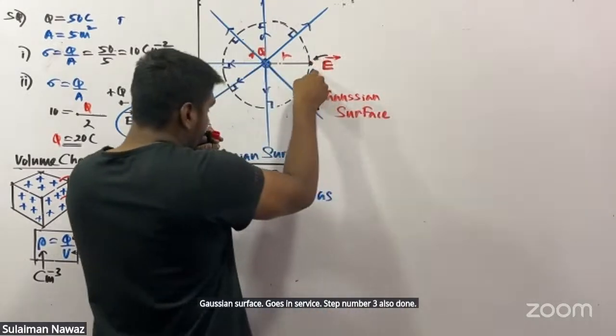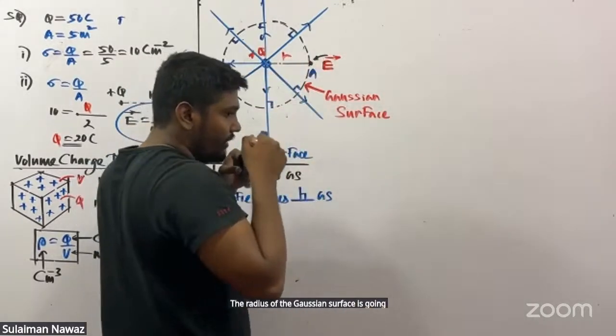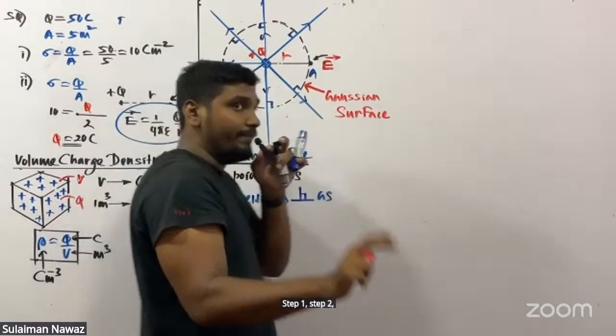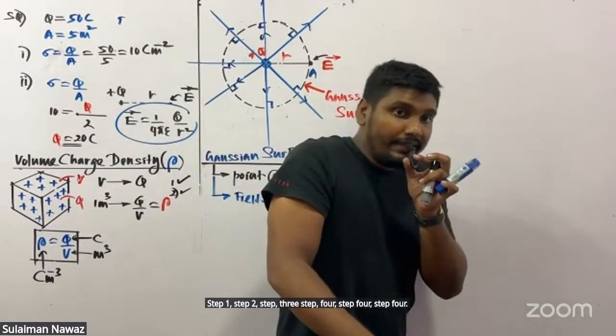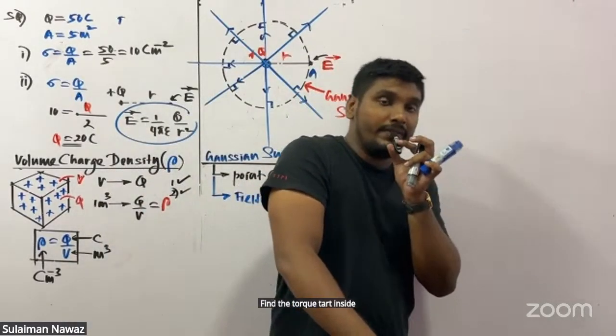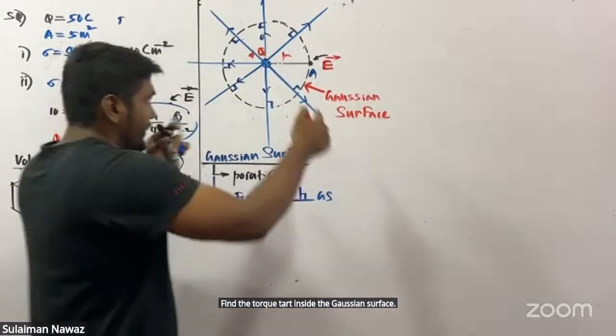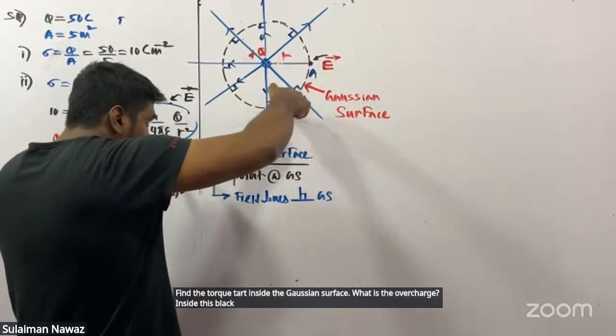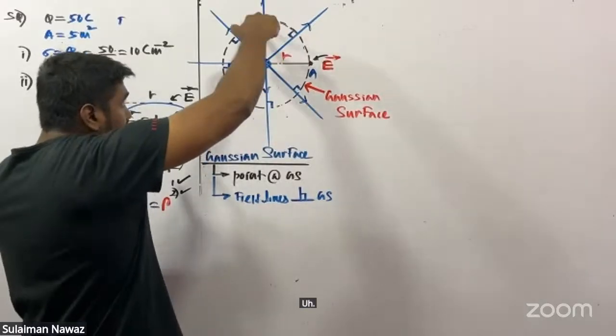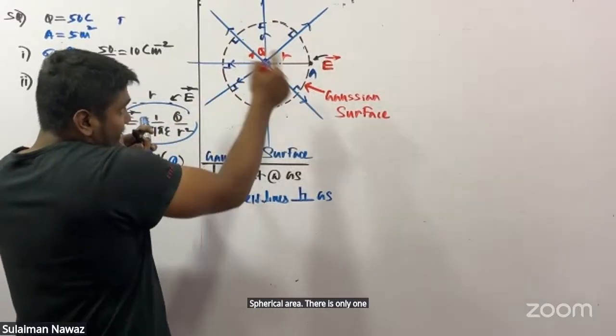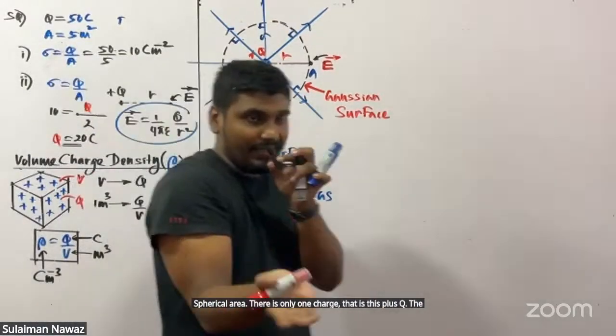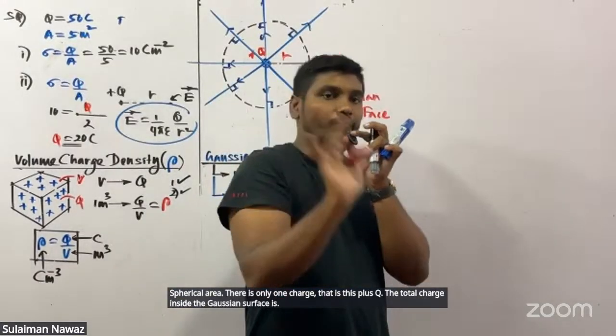The radius of the Gaussian surface is going to be simply r. Step 4, find the total charge inside the Gaussian surface. What is the total charge? Inside this black colored spherical area, there is only one charge, that is this plus Q. The total charge inside the Gaussian surface is plus Q.